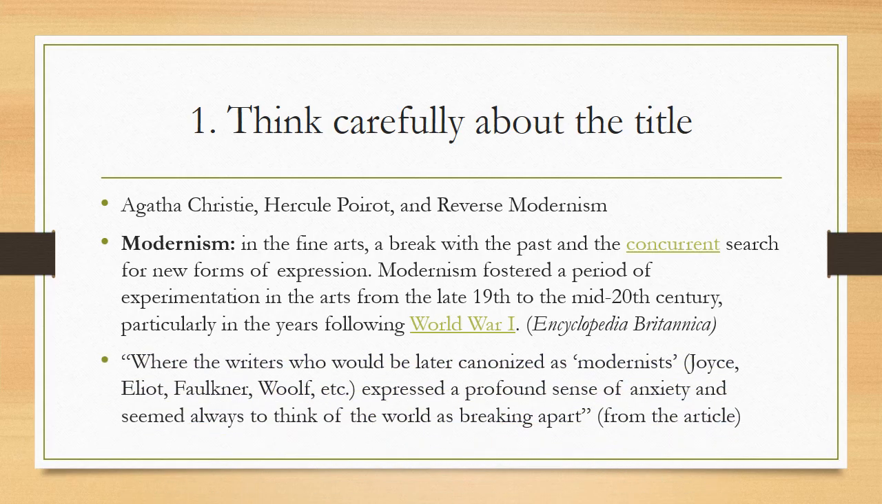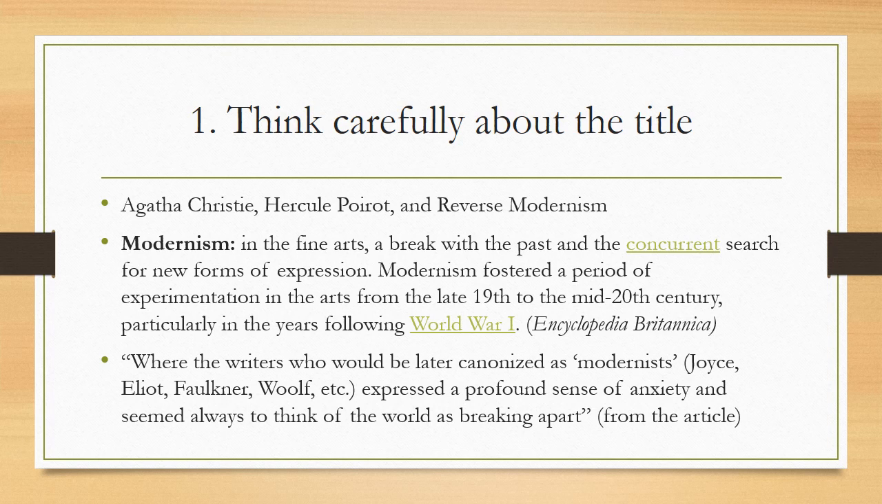Where the writers who would be later canonized as modernists expressed a profound sense of anxiety and seemed always to think of the world as breaking apart. So, how does this definition match up with the one we found? Well, pretty closely. It fills in some gaps. In addition to giving us the time period, which we already had, it gives us some of the most famous writers from that period. And then it gives us a couple of ideas: anxiety and the world breaking apart.